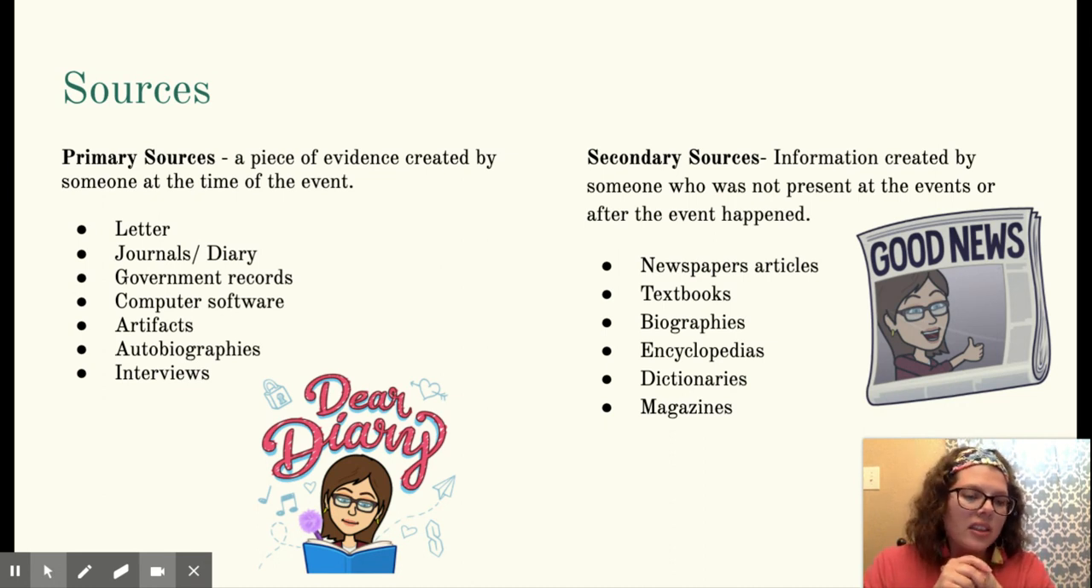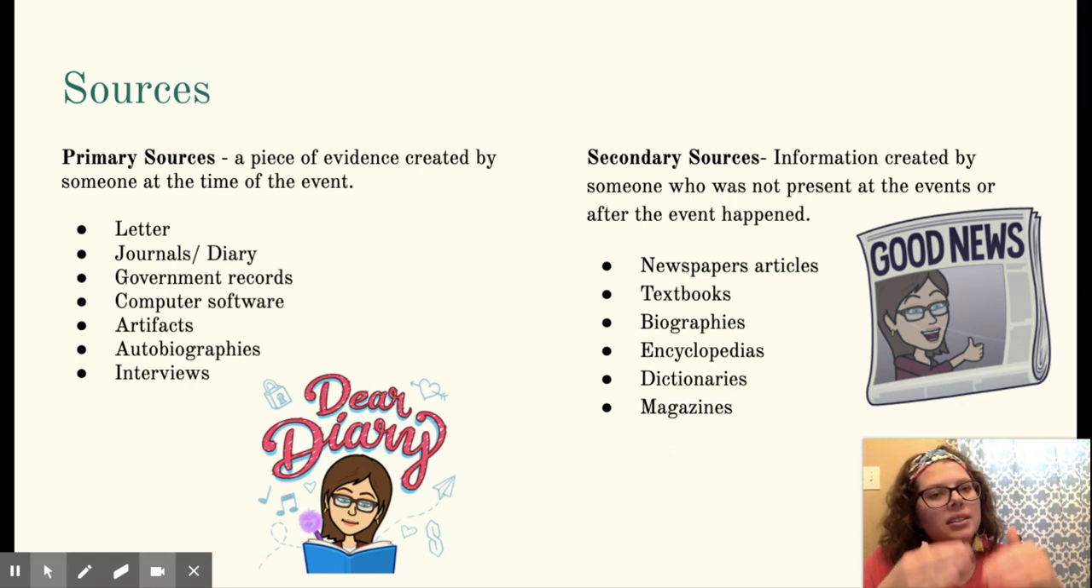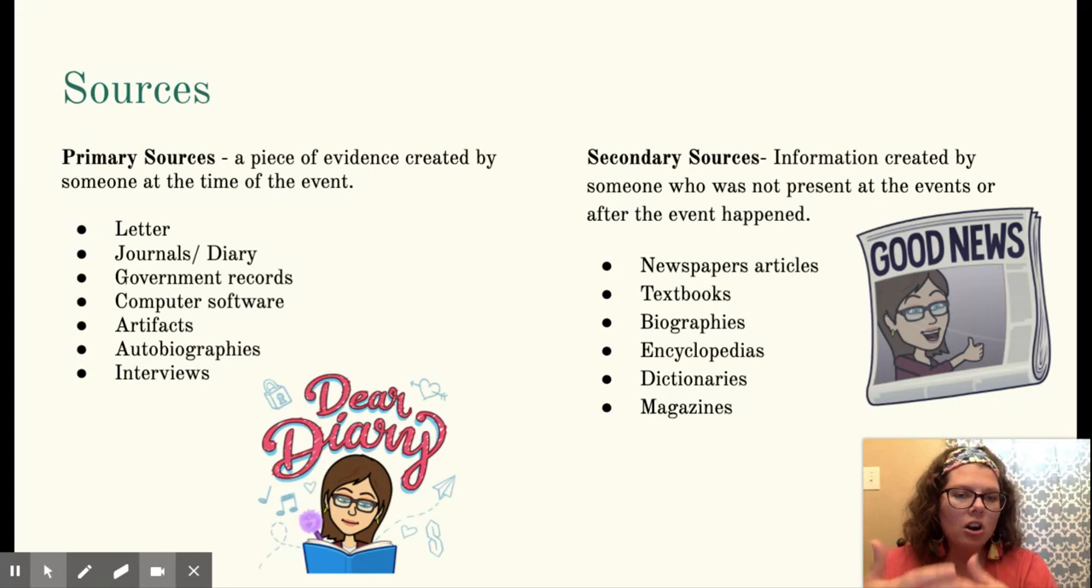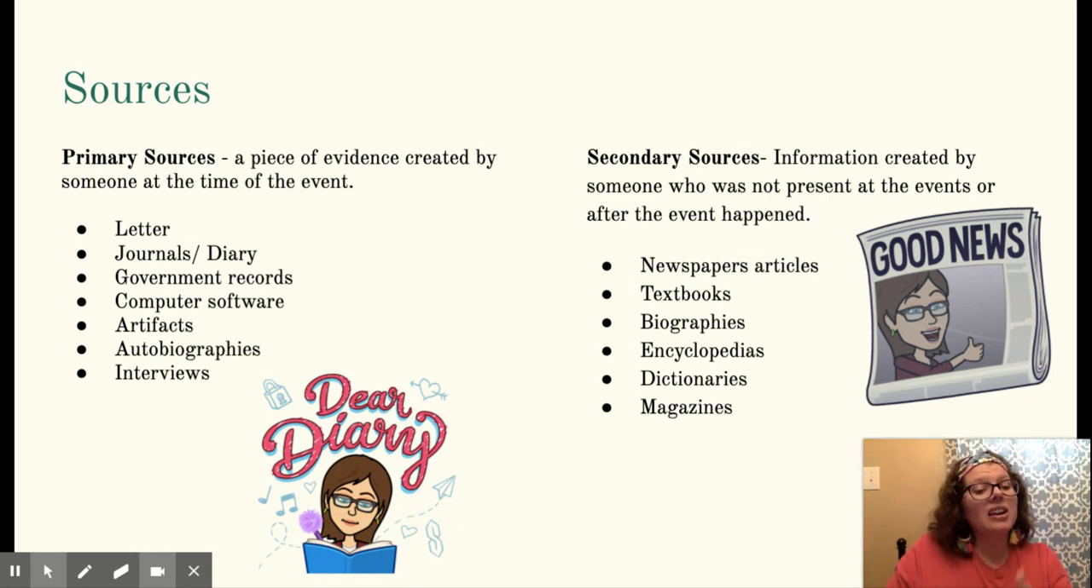Now a secondary source is information created by someone who was not present at the event or after the event has happened. So years down the road, people are going to write articles and textbooks and biographies and encyclopedias and dictionaries and magazine articles about this time. And those are all going to be called secondary sources. They may or may not have actually lived through this or were a part of it. It's just a part of history and they're writing about it. So those are secondary sources.